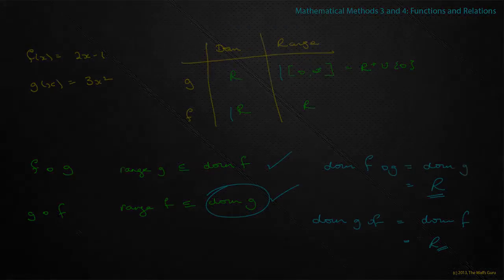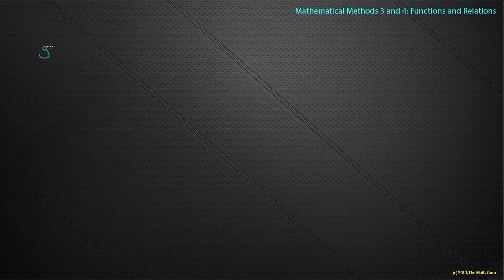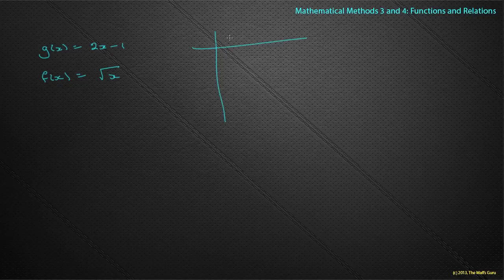Seems fairly simple. Let's have g of x equal to 2x minus 1, and we'll have f of x equal to the root of x. We'll draw a quick table. All right, so we've got our domain, and we've got our range, and we've got g, and we've got f. So let's see. What is our domain of g? Well, that seems to be real values.